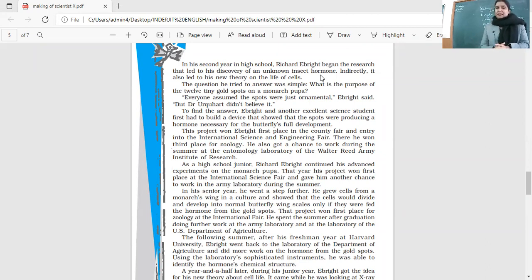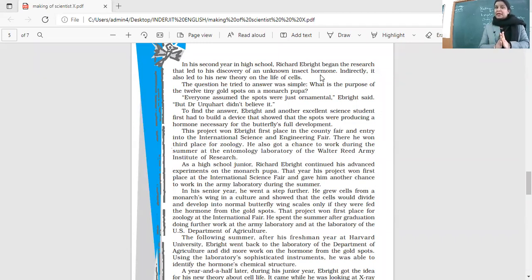To find the answer, Ebright and another excellent science student first had to build a device that showed that the spots were producing a hormone necessary for the butterfly's full development. So first of all, they had to find that, see, these spots are producing a hormone for the development, right? They're not just ornamental.